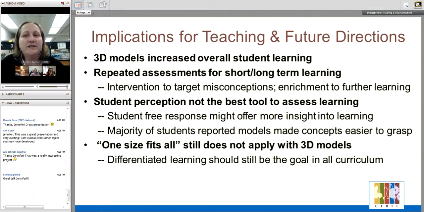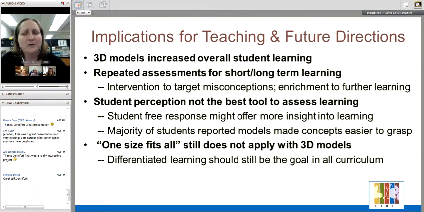The implications for teaching are just general. We're still learning from this, but the 3 models overall increase student learning. Repeated assessments were key for us in looking at short-term and long-term gains. Where we want to go with this is an intervention method, looking at those misconceptions early on, targeting that misconception in that short window, and then at the end of the semester seeing if that targeted approach made it better. Also, being able to see a student who has mastered something completely and offer them an enrichment opportunity.